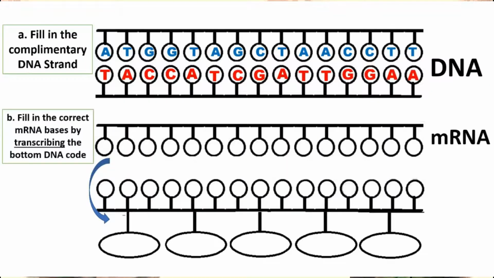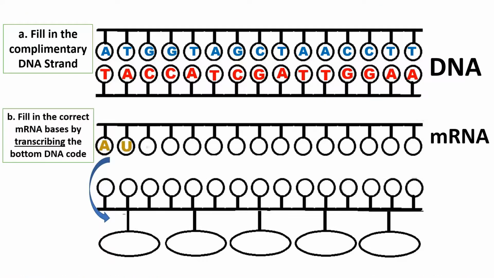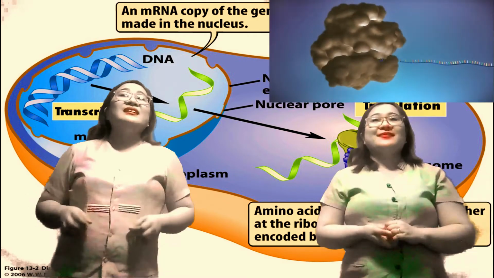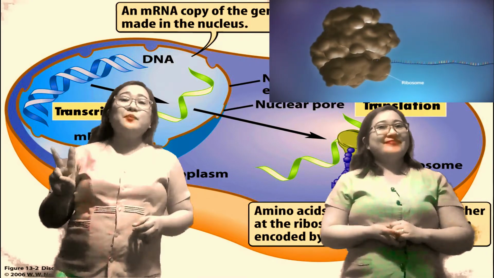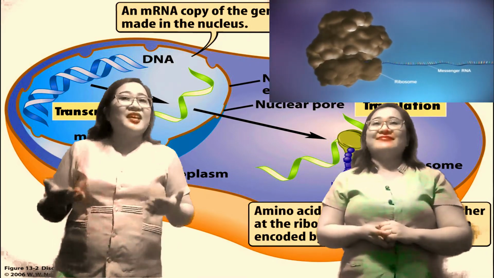For the second procedure, we have to fill in the correct mRNA bases by transcribing the bottom DNA code. So here, the mRNA bases are A, U, G, G, U, A, G, C, U, A, C, C, U, and U. The second step or process in protein synthesis is translation.